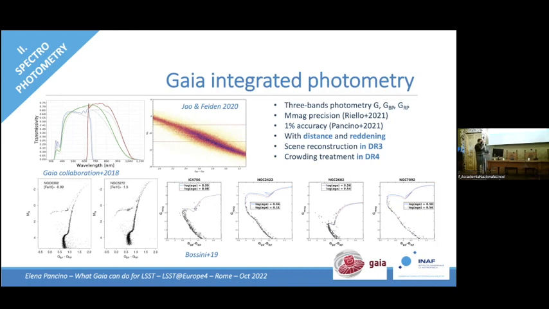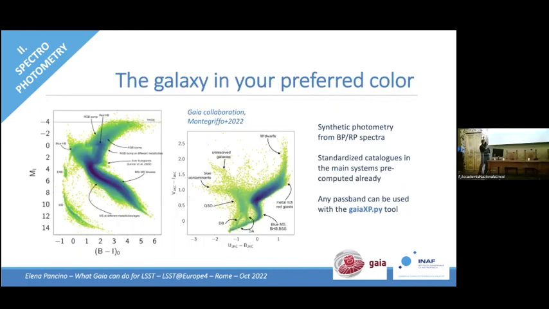Well, I have one for you, Elena. It's about the synthetic photometry presented in the Montegriffo paper. So do you think that synthetic photometry in the Rubin filters passband could be useful for calibration purposes or monitoring zero-point variations, for example? You mean using synthetic photometry in the Rubin filters on the Gaia data to compare with the LSST one? Exactly. I think so.